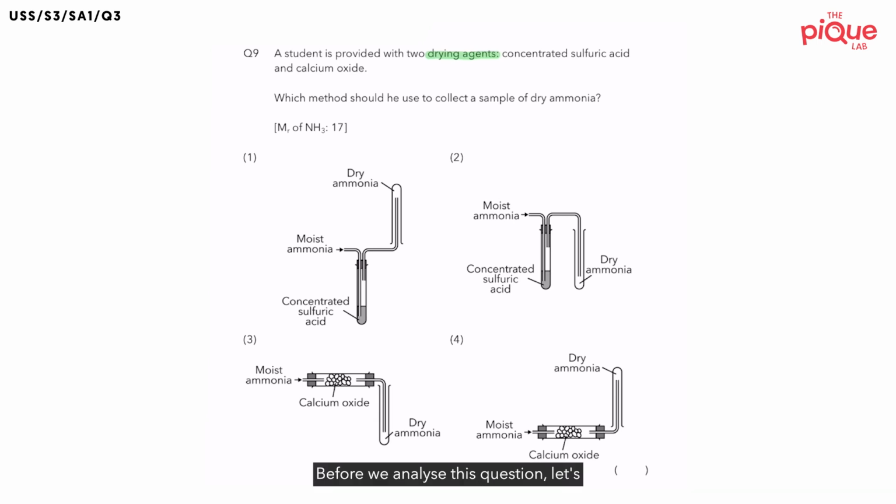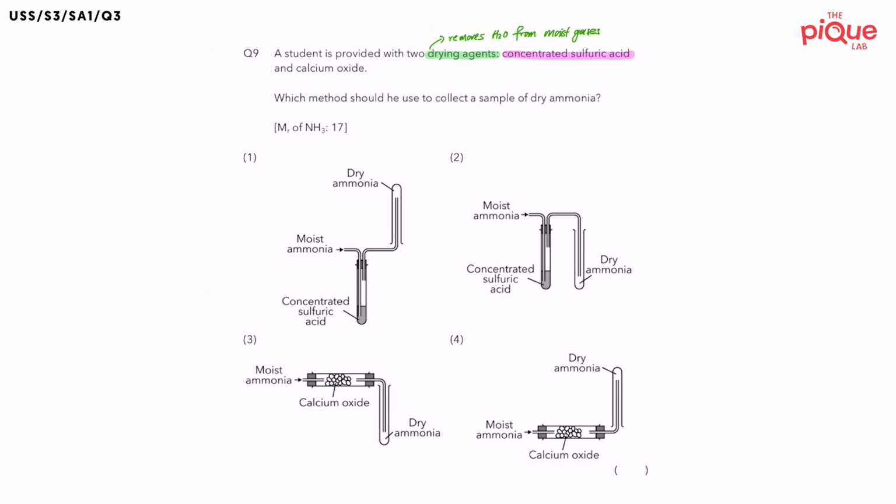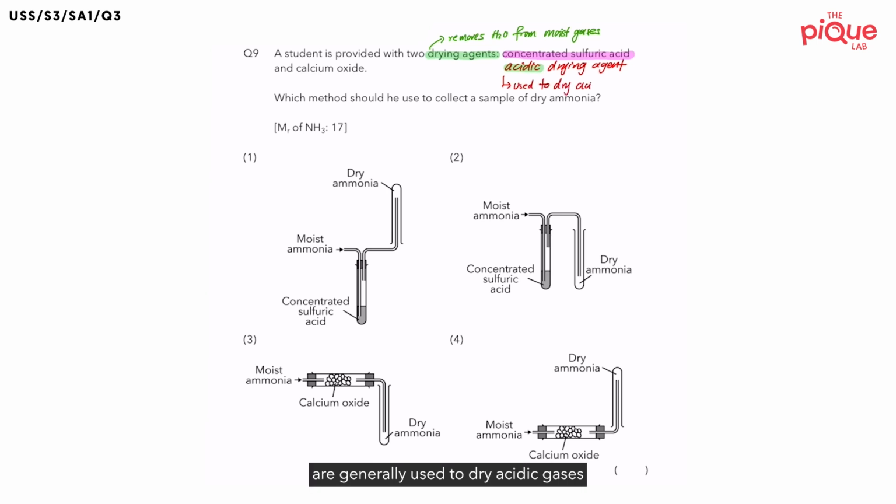Before we analyze this question, let's have a quick recap of drying agents. Drying agents remove water from moist gases. One of the common drying agents is concentrated sulfuric acid. Since it is an acid, it is classified as an acidic drying agent. Acidic drying agents are generally used to dry acidic gases as well as neutral gases.